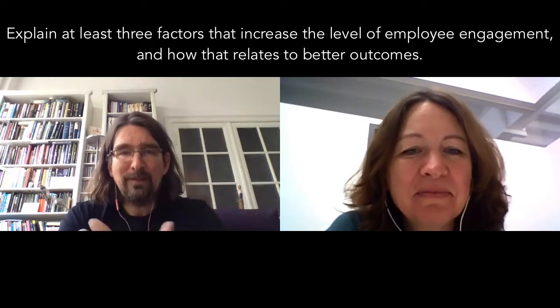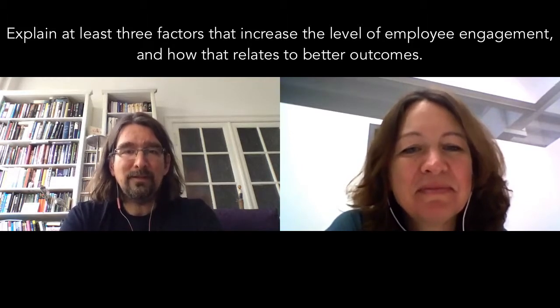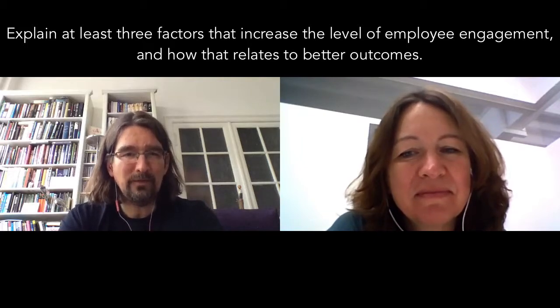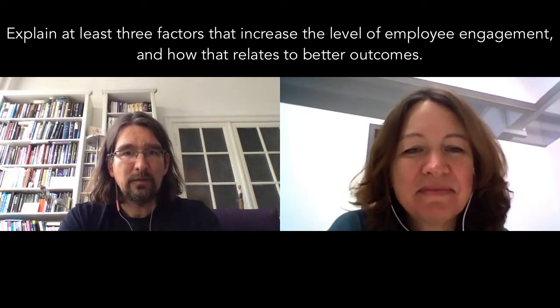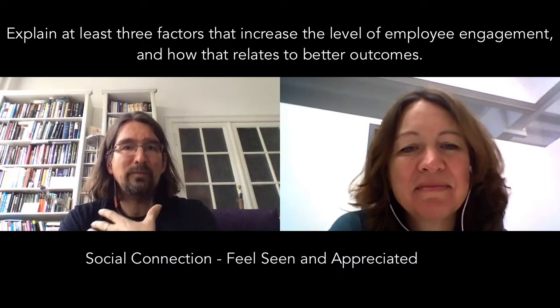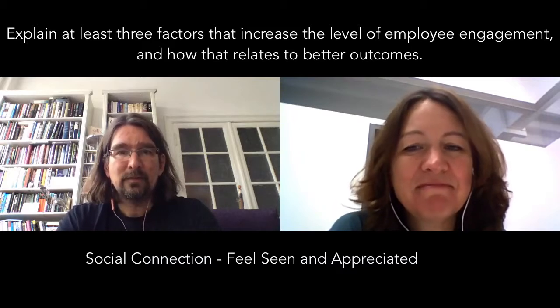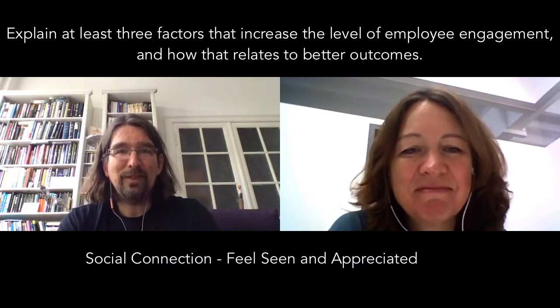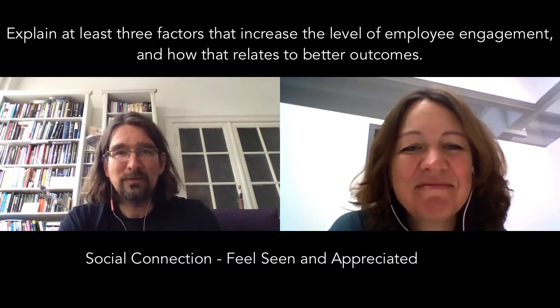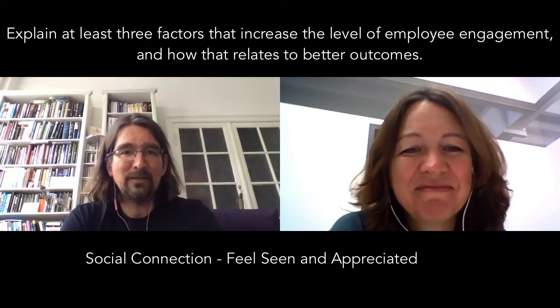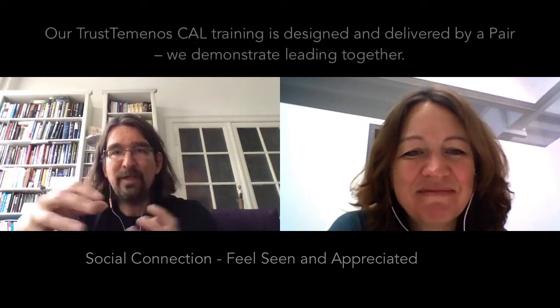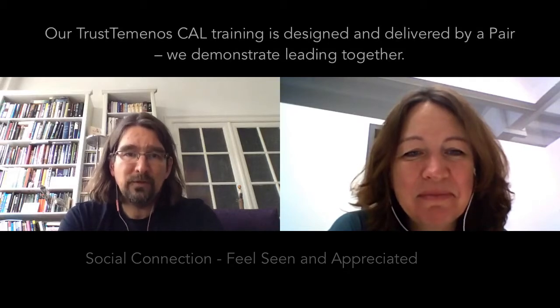I'm thinking about what's happening right now between us as we're talking about this topic, and I realize that apart from autonomy, mastery, and purpose, one thing that's really important for me is social connection. So that I feel seen and recognized as a human being, that I feel appreciated for who I am and what I deliver, and that we create something together. So I am independent, I am a freelancer, but I do not like working alone. And I really appreciate us creating stuff together, which is part of our specific way of delivering a CAL training, that we do it together and that we demonstrate leading together in the space of the training. So social connection is really important to me to be engaged.